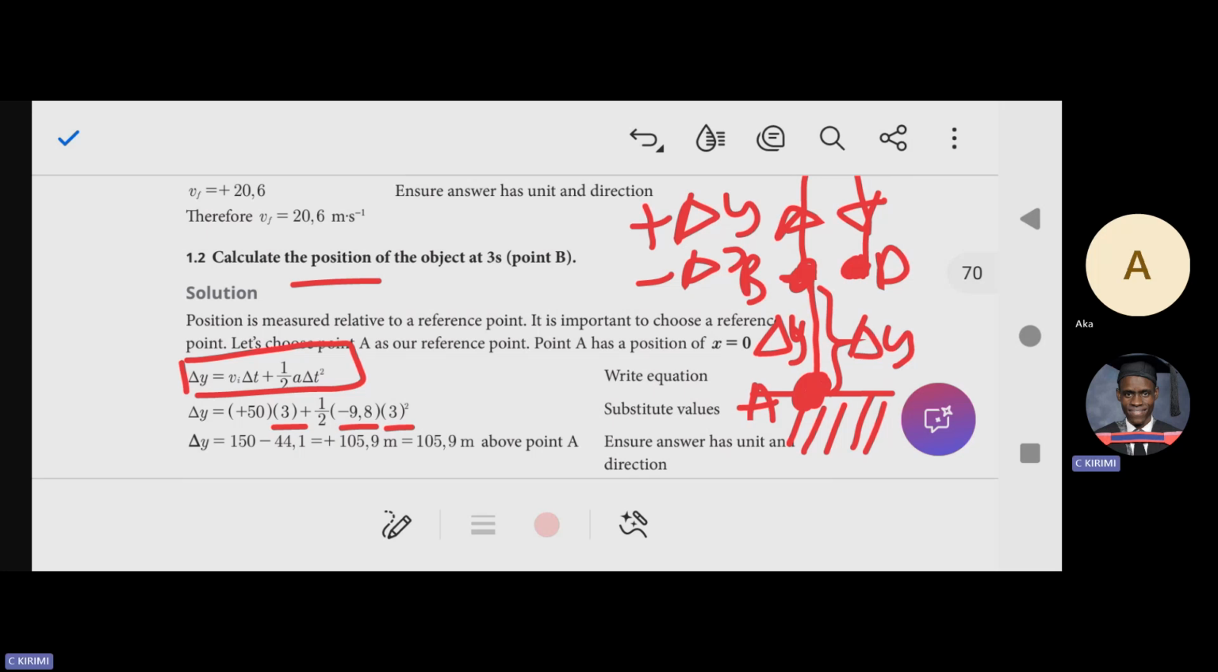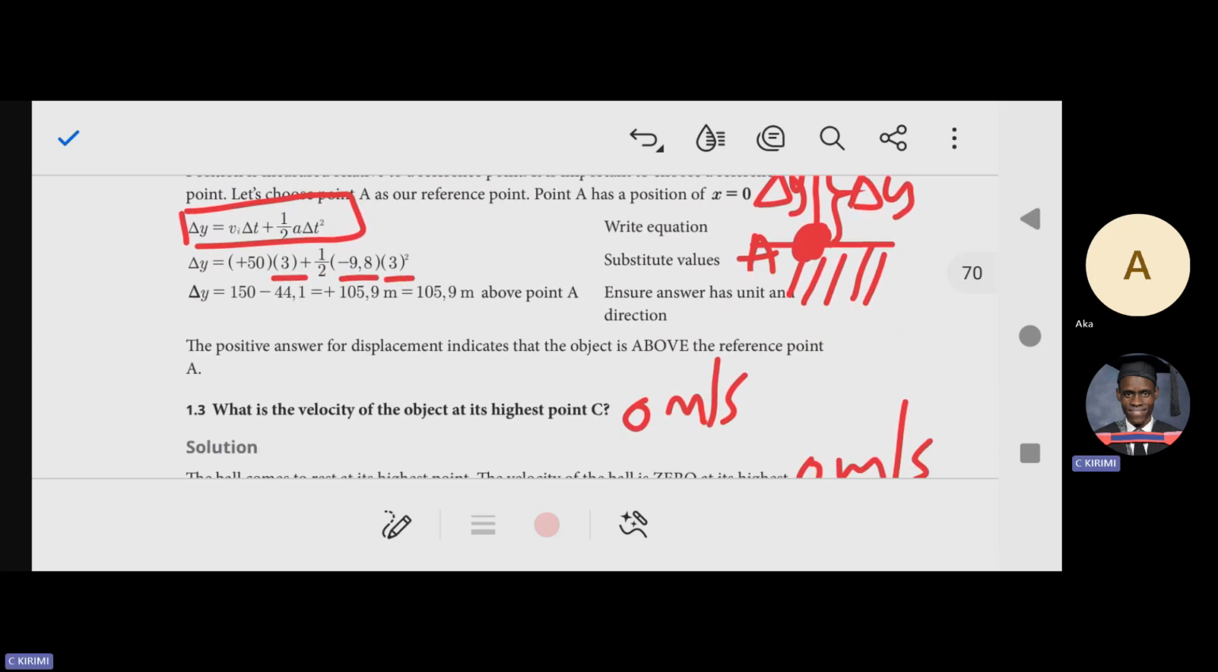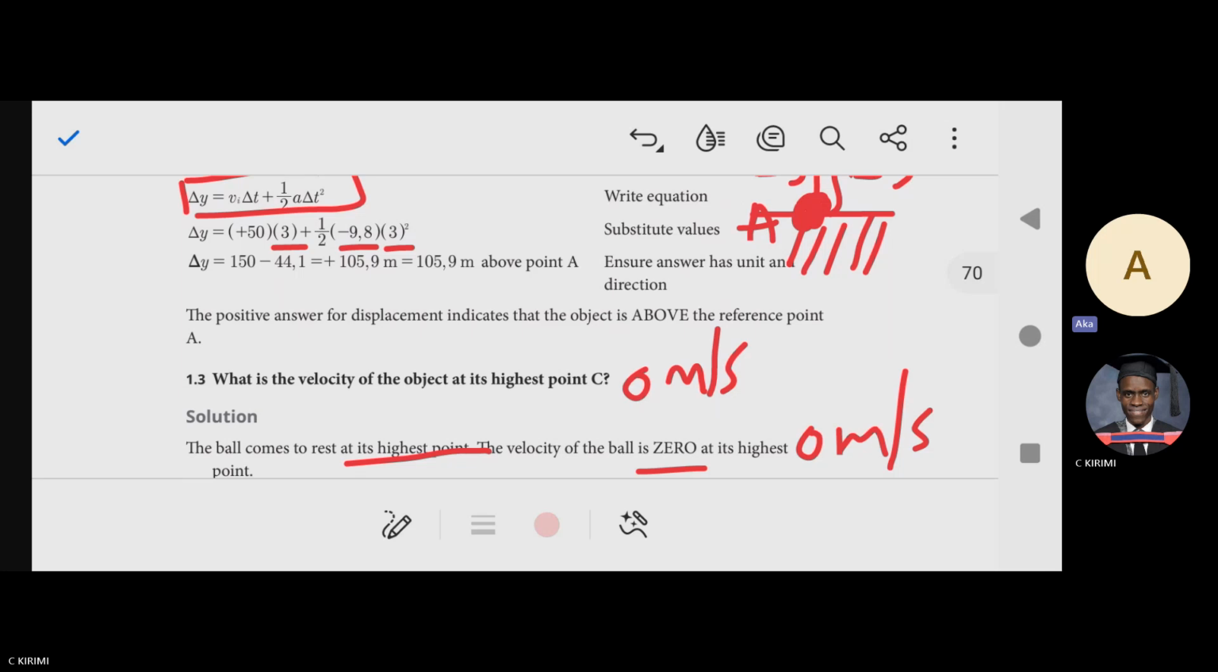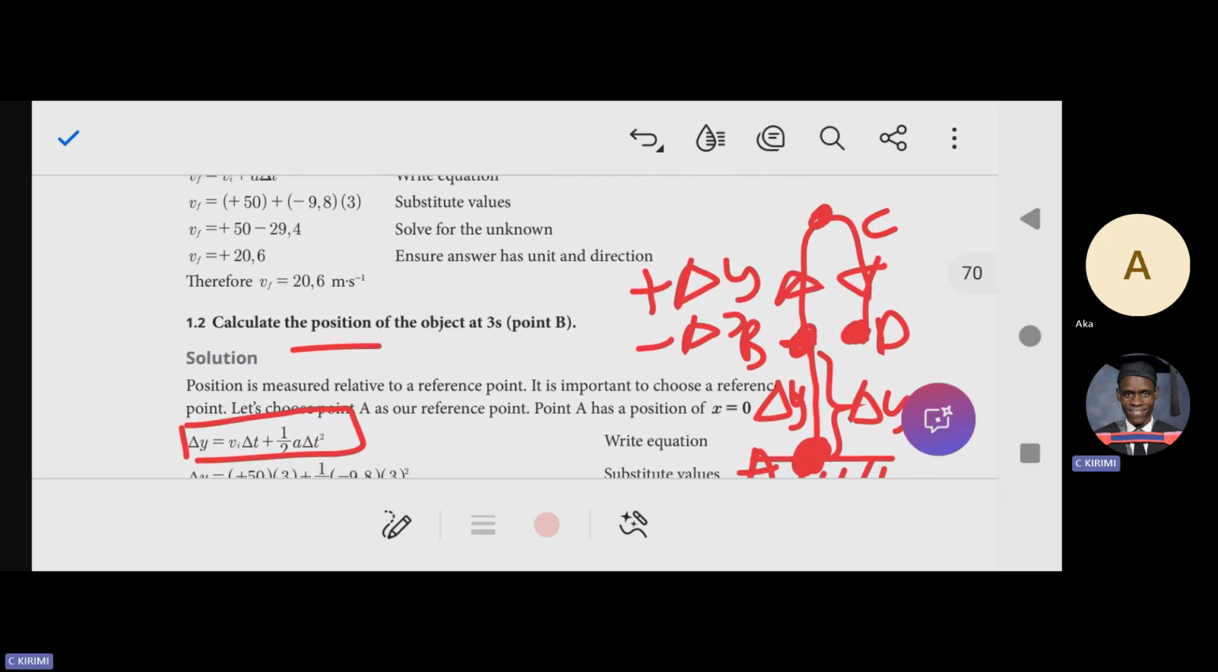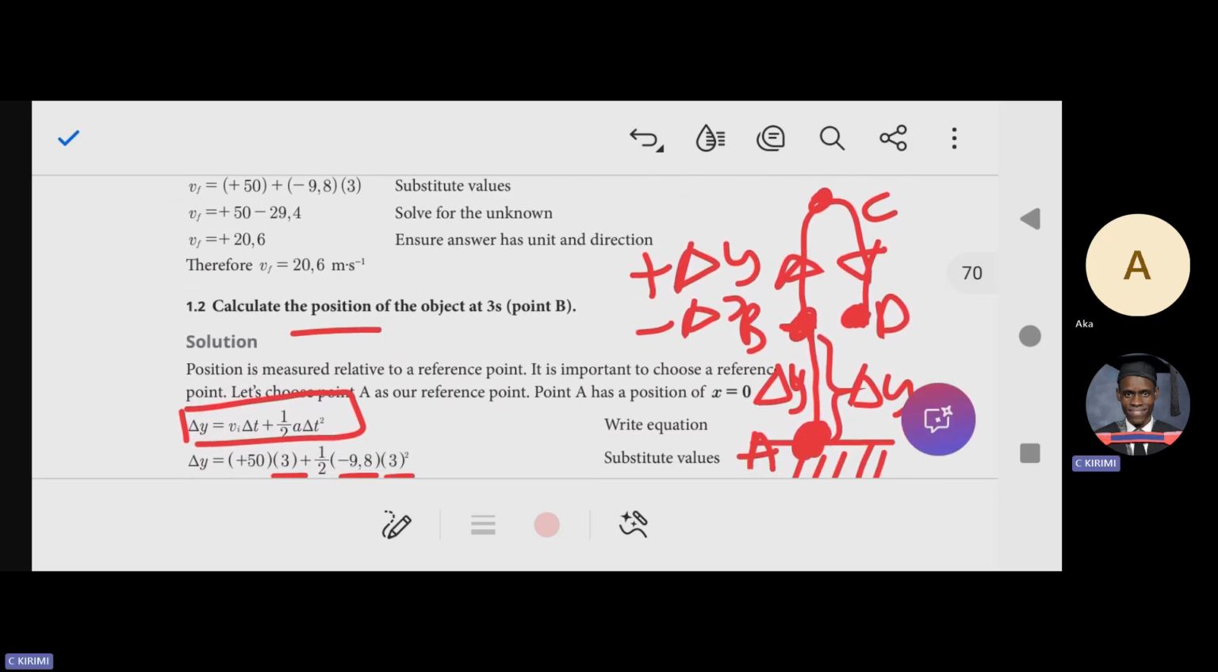So now we're at 1.3. Can you see 1.3? Yes. What is the velocity of the object at point C, which is the maximum? Point C is the maximum turning point. Always the velocity is what? 0.